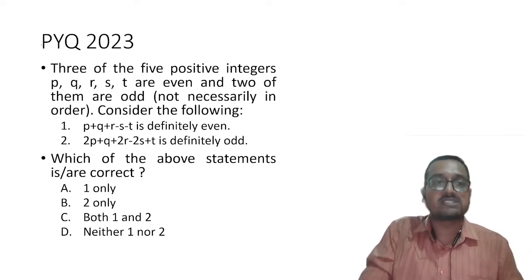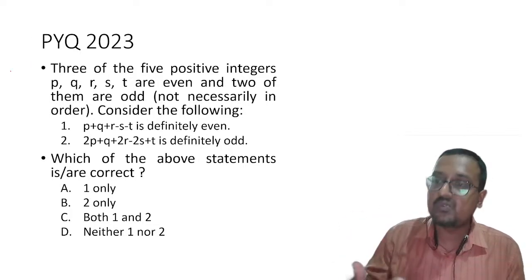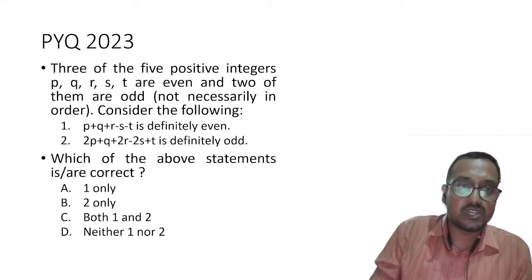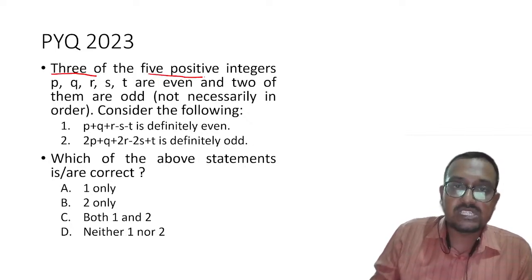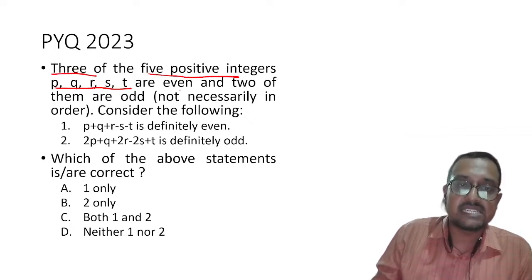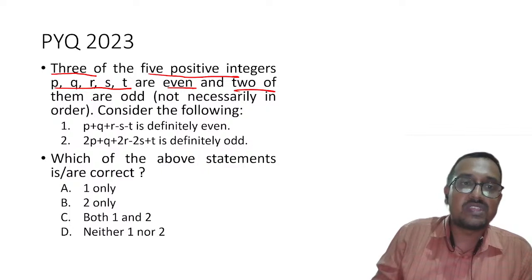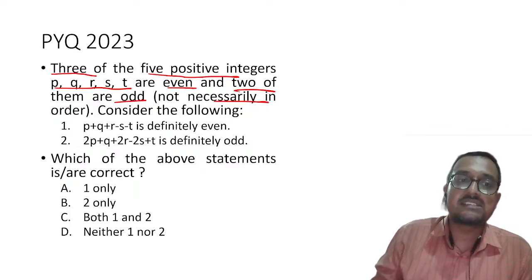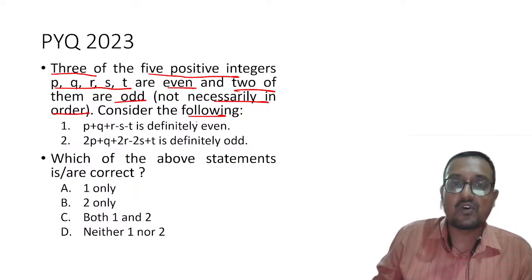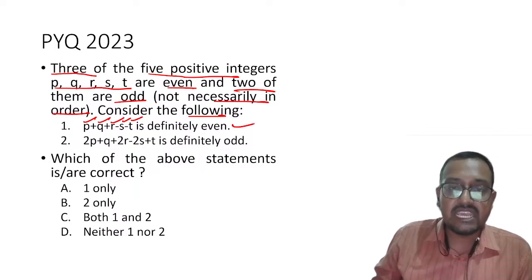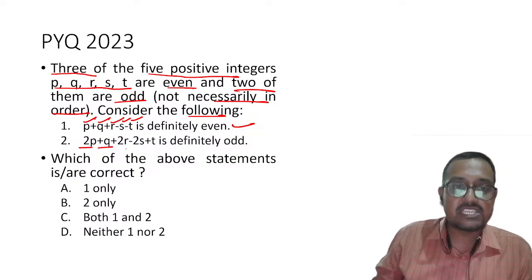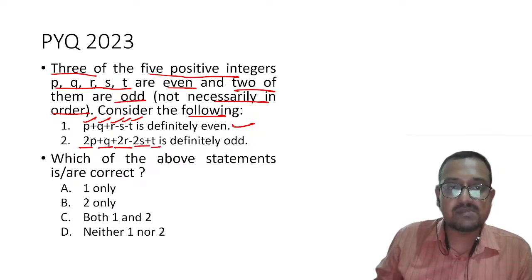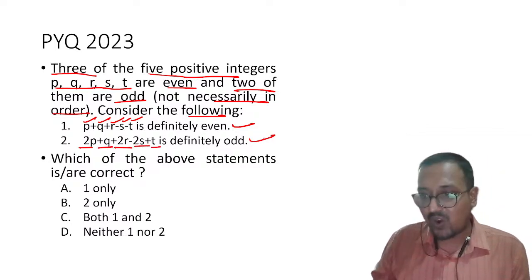Now let us move on towards our second question. Three of the five positive integers p, q, r, s, t are even, and two of them are odd, not necessarily in this order. Consider the following statements: p plus q plus r minus s minus t is definitely even. 2p plus q plus 2r minus 2s plus t is definitely odd.